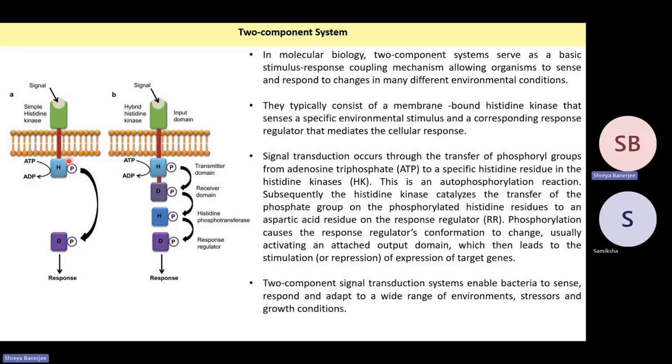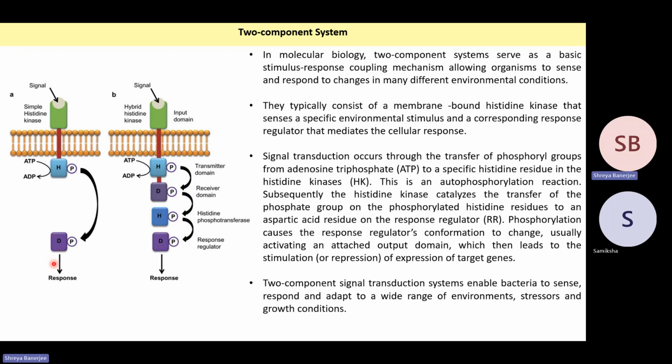This is the autophosphorylation reaction. After this, the histidine kinase catalyzes the transfer of this phosphate group to an aspartic acid residue. You can see D is aspartic acid. So the phosphate group is transferred from H, that is histidine, to D, that is aspartic acid, and it is catalyzed by the histidine kinase enzyme.